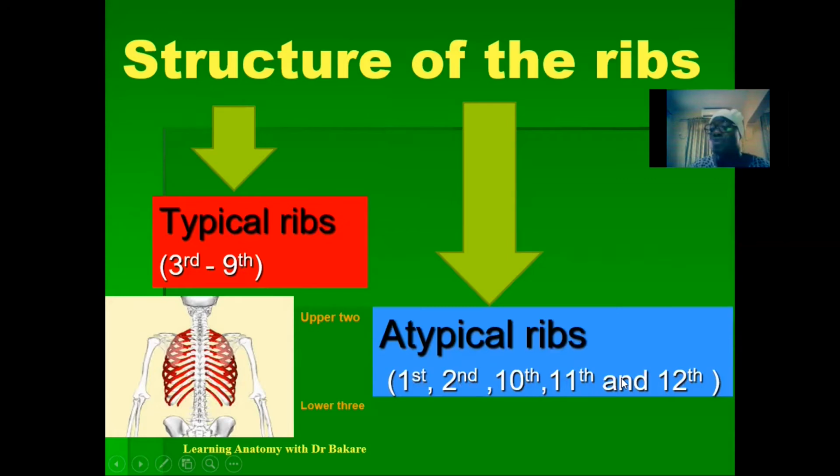So these ribs do not have the same structural configuration as the typical ribs. They are specifically designed in their own distinct form, so they have special features that they present. We can say that the upper two ribs and the lower three ribs are atypical ribs, while the third to the ninth ribs are typical ribs. So the upper region and the lower region tend to fall under the atypical ribs, but we'll be limiting our lecture to the typical ribs.